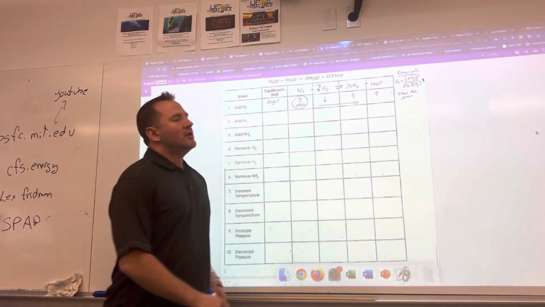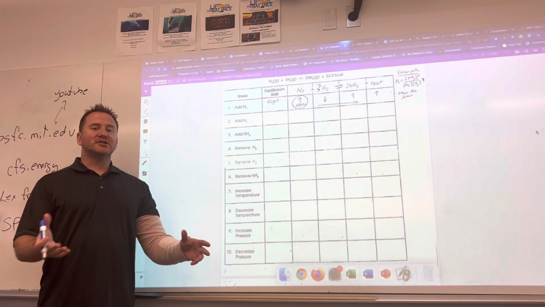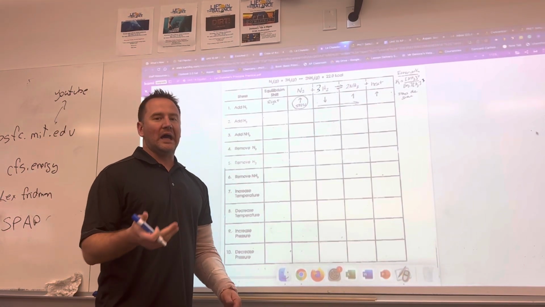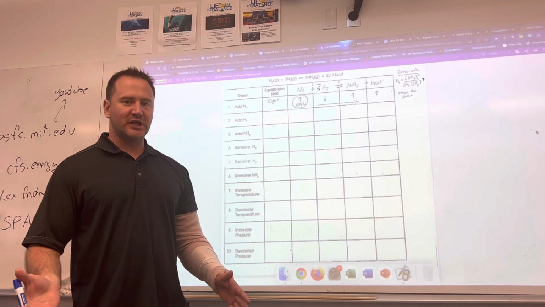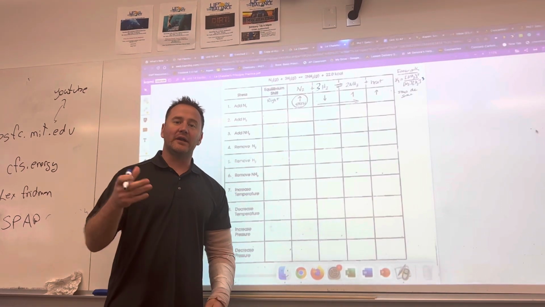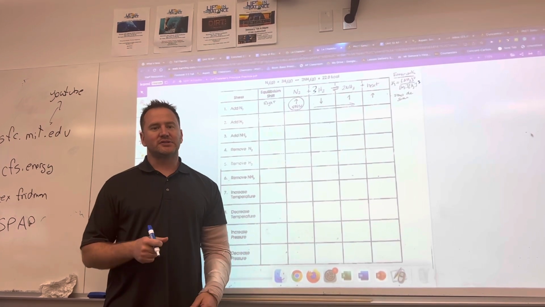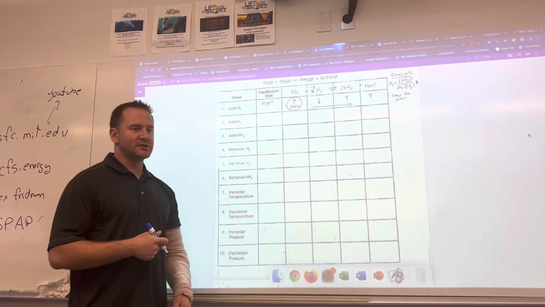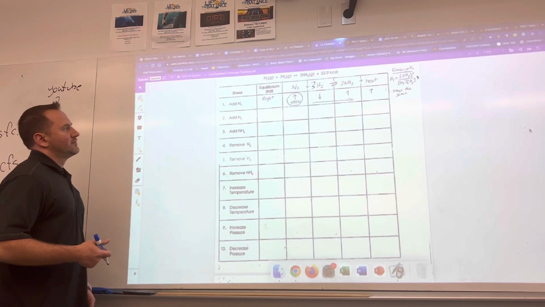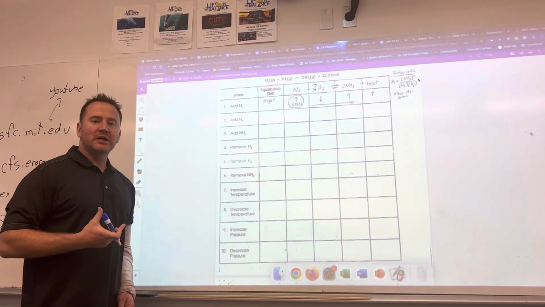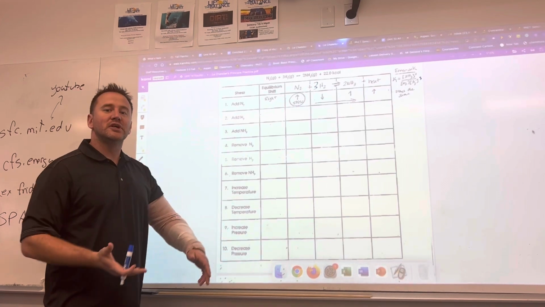Okay. So what we're going to do is make changes to the system and perturb that equilibrium, and then talk about what would happen in order to compensate for these changes. We're going to take a look at things like adding or removing reactants or products, as well as changing temperature and pressure conditions.